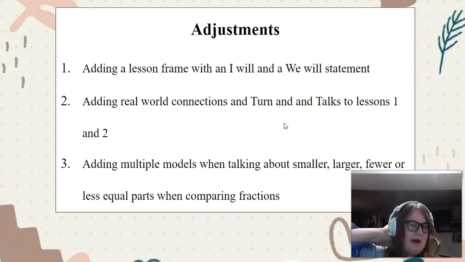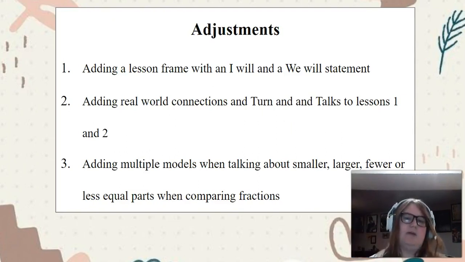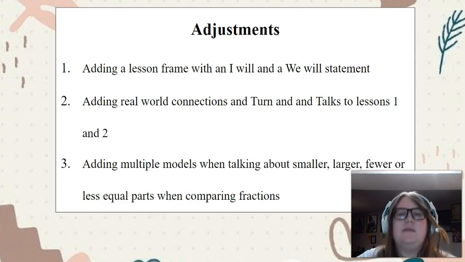Adjustments that I made while teaching. I initially did not have the I will and we will statement plans. I learned about those in a class actually before I taught lessons, and I thought this would be a great way to add those. These statements were always student-friendly language, but then they had something to do that brought up the level of Bloom's or made it more personal.